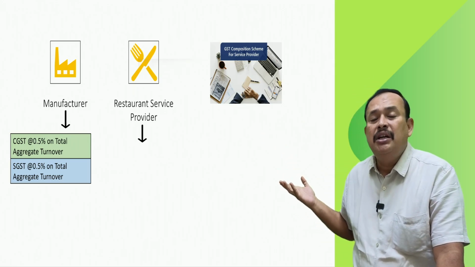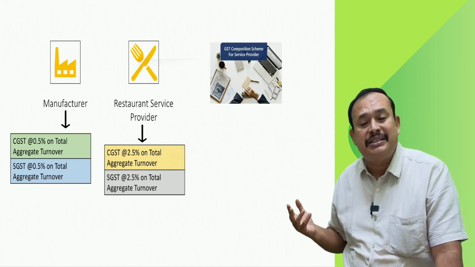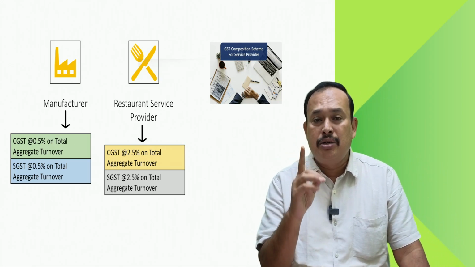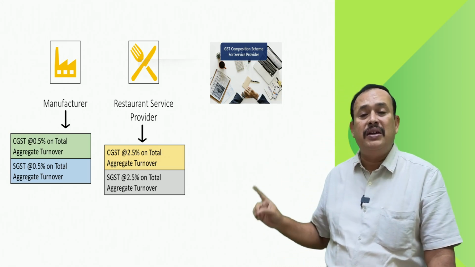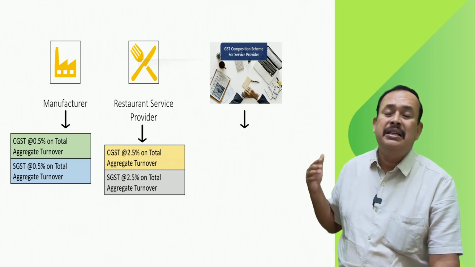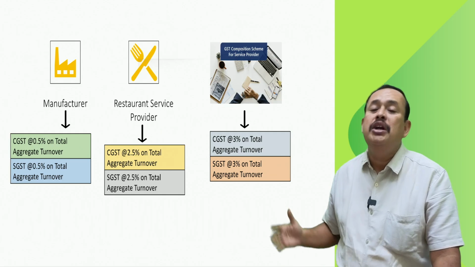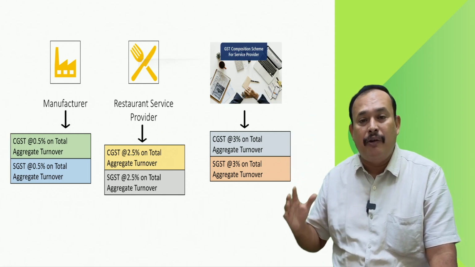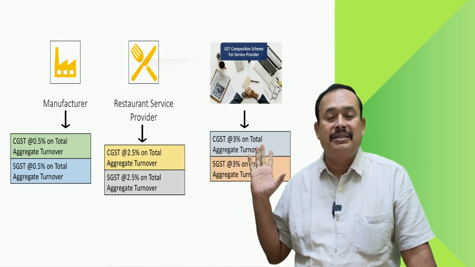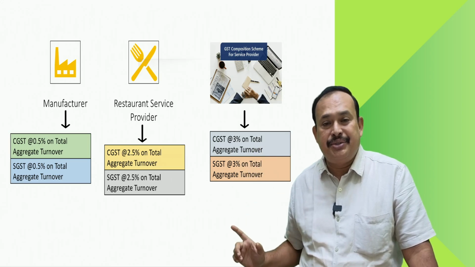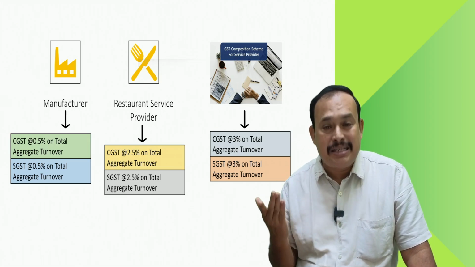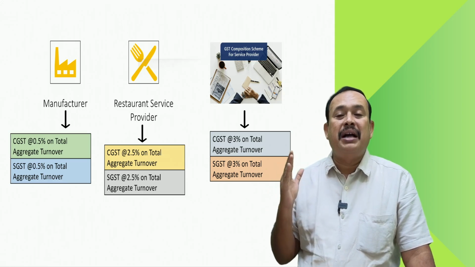A restaurant is liable to pay tax 2.5% CGST, 2.5% SGST on aggregate turnover, which includes taxable as well as exempted turnover, but does not include interest earned on deposits, loans, or advances. A service provider other than a restaurant is also liable to pay CGST 3%, SGST 3% on the total aggregate turnover, which includes taxable as well as exempted turnover, but does not include interest earned on deposits and loans. These rates, the examiner is not going to provide in the examination. You should recollect the composition tax rates.